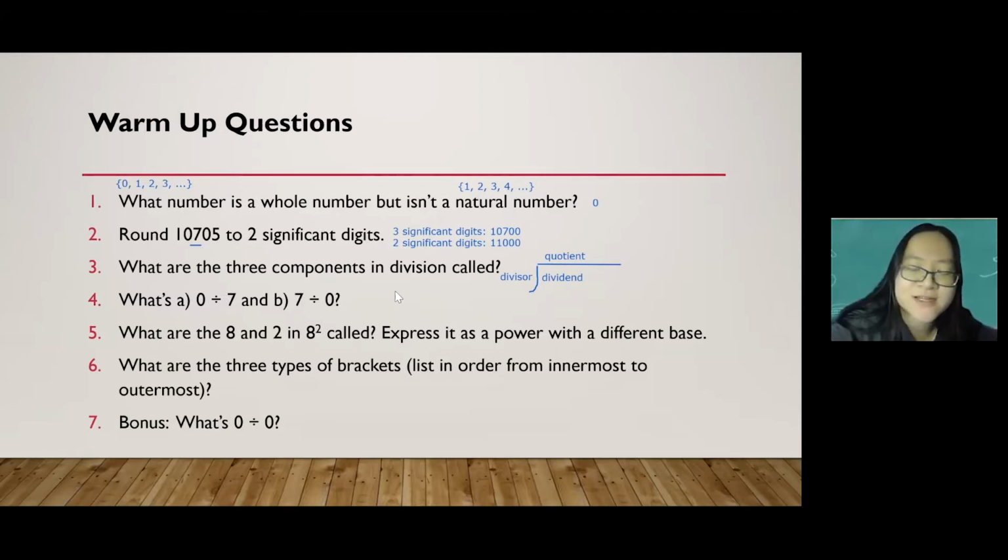what's a? 0 divided by 7, and b, 7 divided by 0. So 0 divided by 7 is a lot more straightforward than 7 divided by 0. Sydney answered for 4a, which is 0. That's correct, thank you. 0 divided by 7 is 0, right? 0 divided by 5 or 100 or -3 would all give me 0, because once I multiply 0 by 7, I get 0 back, right? But 7 divided by 0 is trickier.